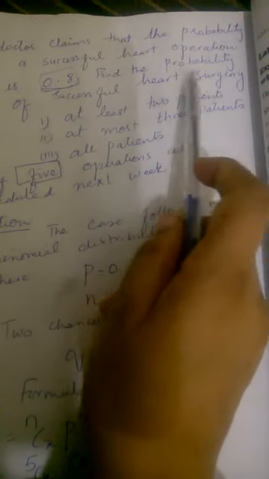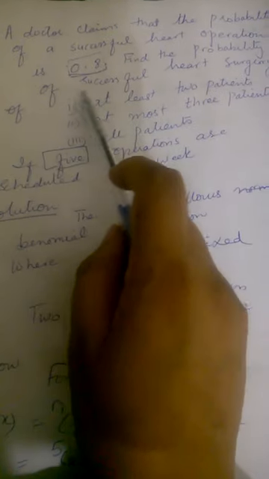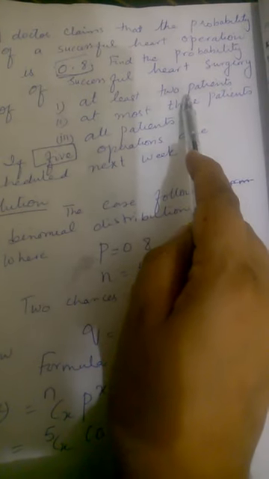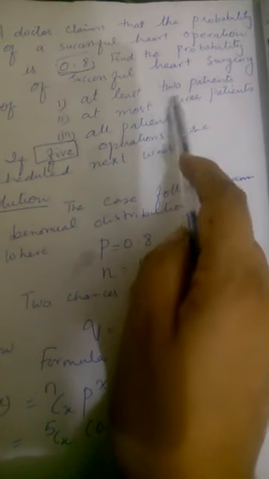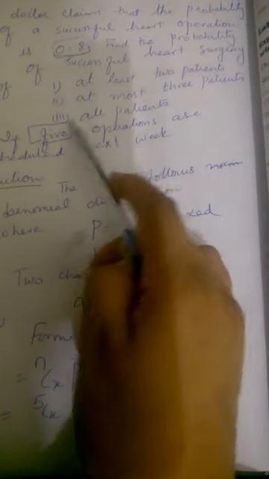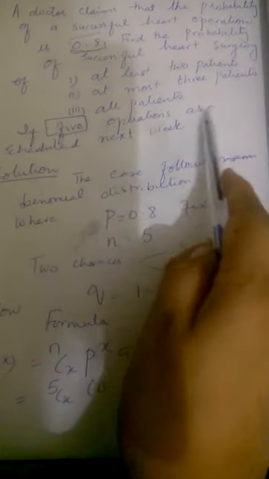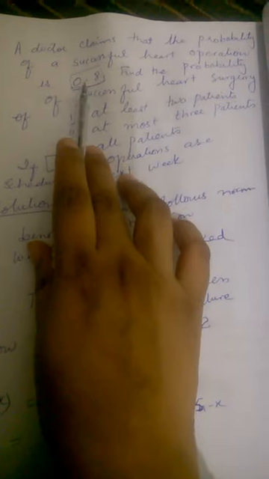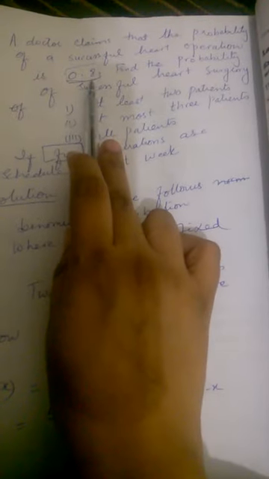Now you have to find the probability of successful heart operation of at least two patients. At least two patients means two or more than two. At most three patients means three or less than three, and all patients, if 5 operations are scheduled next week. Now you can see that 5 is the number of operations and 0.8 is the probability of success. So n is equal to 5 and p is equal to 0.8.